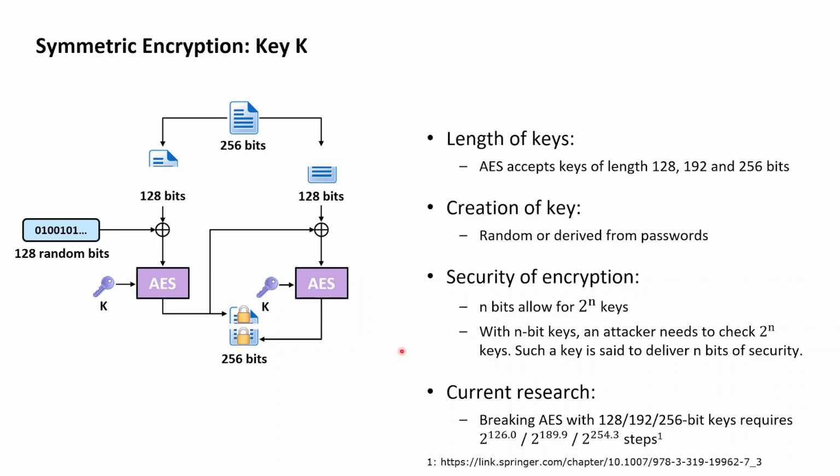Having now had a good look at various block cipher modes of operation, the two questions that we still have left to answer are: what exactly are these keys that we make use of during symmetric encryption, and what is the notion of security that's associated with symmetric encryption systems? With AES, the keys that we use are simply bit strings, and AES accepts keys of length either 128 bits, 192 bits, or 256 bits.